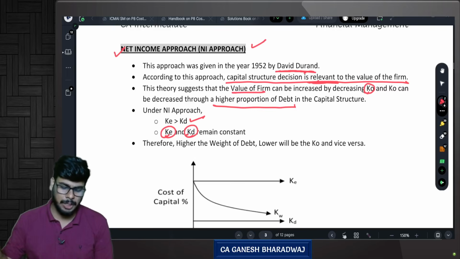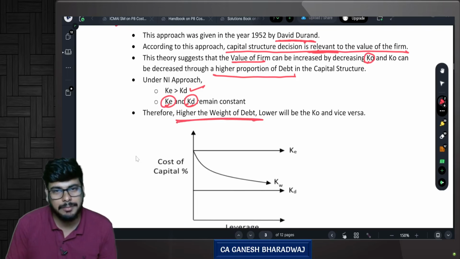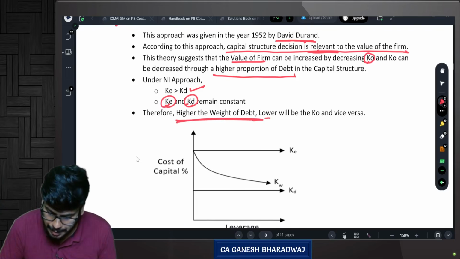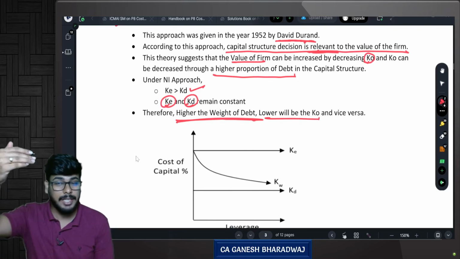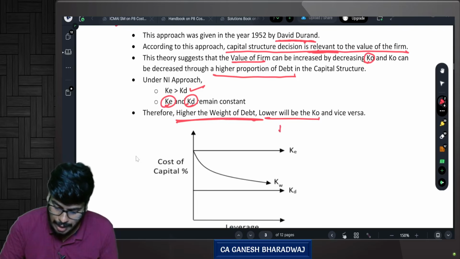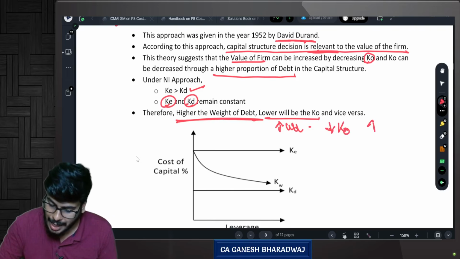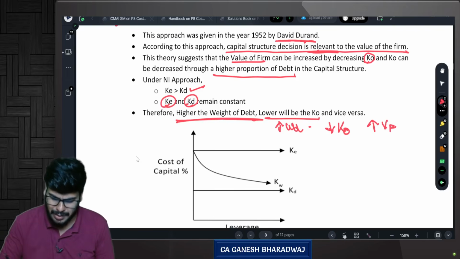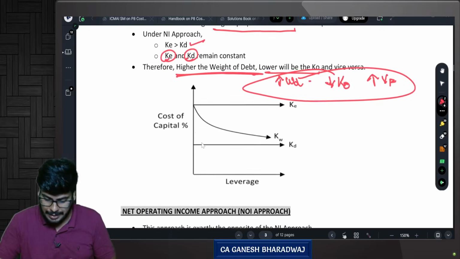Yes. Now what they are saying is, therefore, the higher the weight of debt, the lower will be the KO. Sorry, more the debt, more the weight of debt, what will happen? This will result in lower KO, and lower KO results in higher value of the firm. Are you clear with this? This is the one-line summary of this particular theory, and they have given a graph like this.